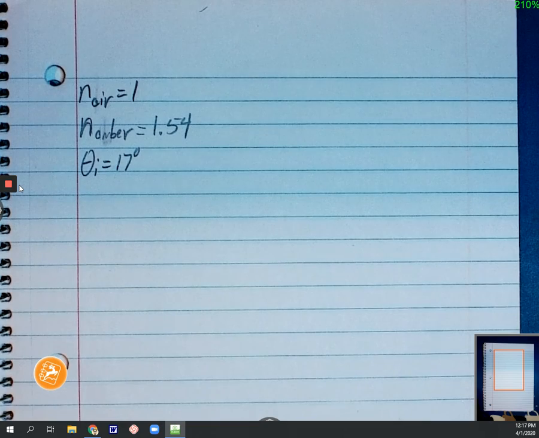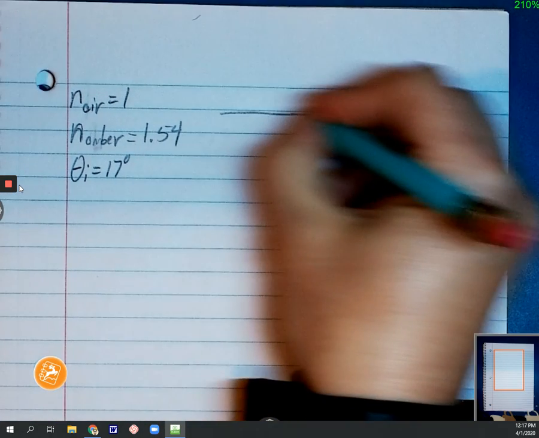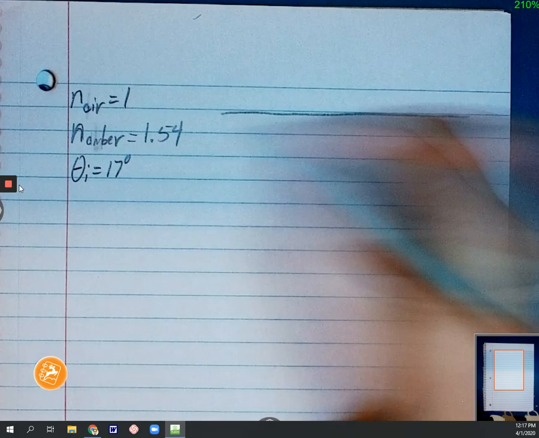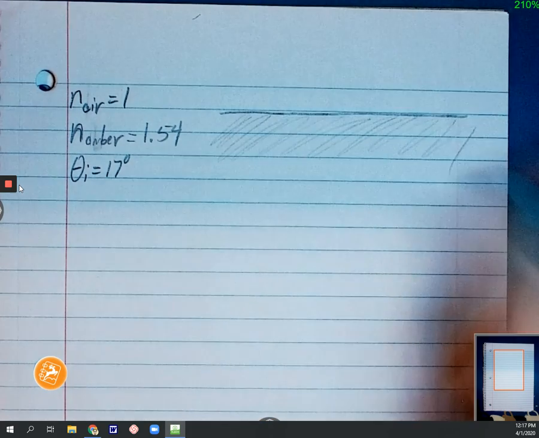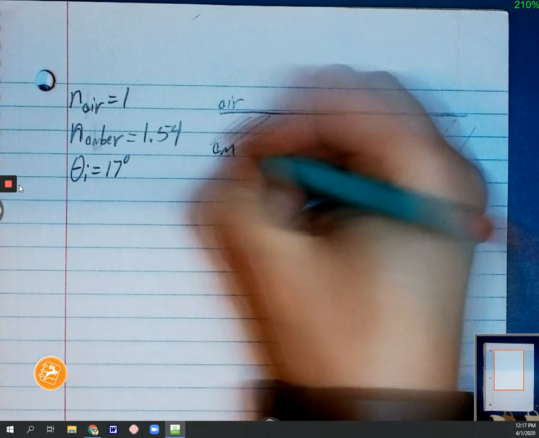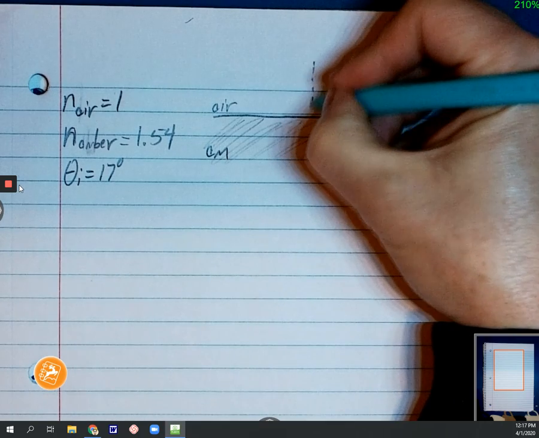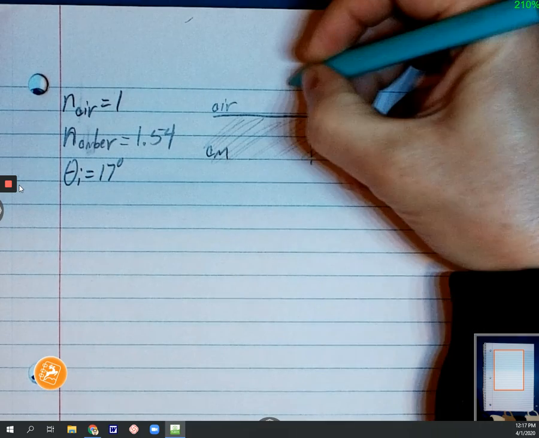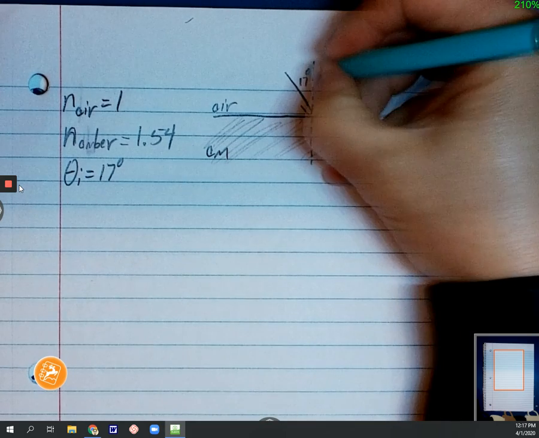Now, this is a little bit different because what's happening is that here is our amethyst. Okay? Let me kind of shade it in a little bit. We have our air out here. We have our amethyst right here. So let's go ahead and get a line of normality right here. So light is going to come in and strike this at an angle of 17 degrees.